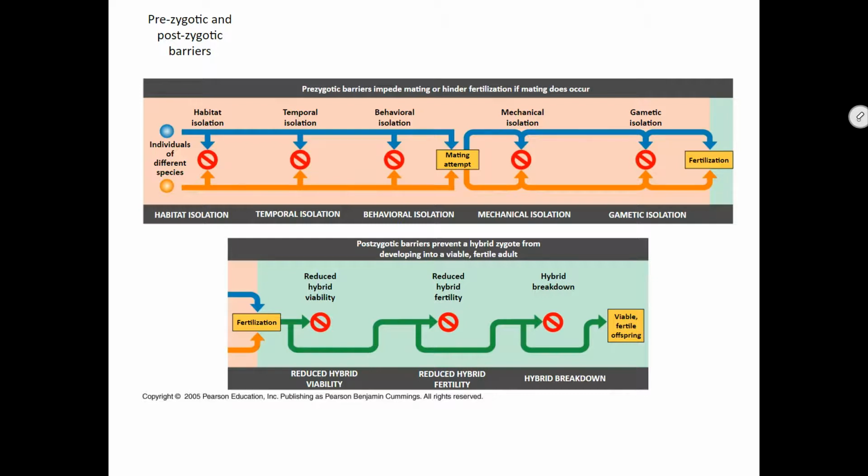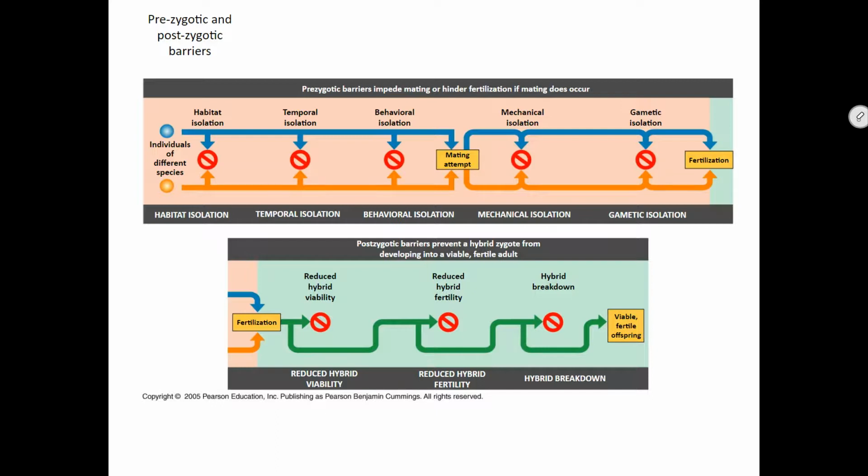Now, there are things that happen after the mating attempt, in that the mating attempt has occurred, but there are other isolations that are keeping fertilization from occurring. This is mechanical isolation. Mechanical isolation is basically the reproductive parts don't fit together. So the fact that the mating attempt has occurred is one thing, but the parts don't match, and so fertilization can't occur. Gametic isolation is where maybe the parts match, but the sperm and egg don't recognize one another.